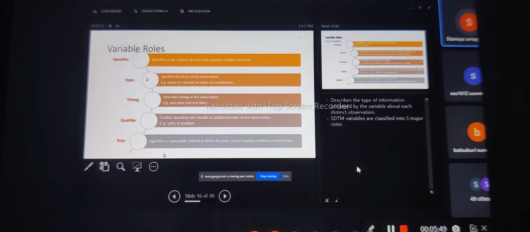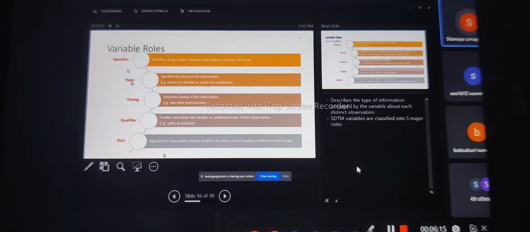Okay, so please remember, if I give one variable, you should identify that variable in that position. Is it a topic, a timing, a qualifier, or a rule variable? Yeah, I'll not go one by one. Anyway, the topic variable, you are all aware that each and every domain will have one topic variable that gives the key information for that particular domain.